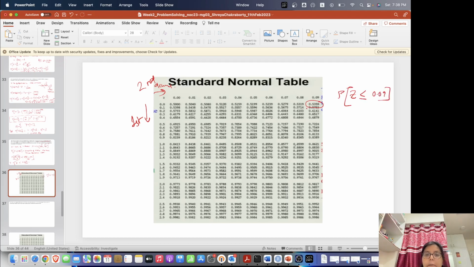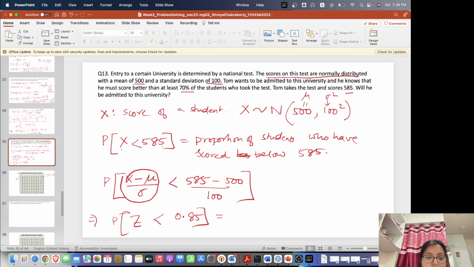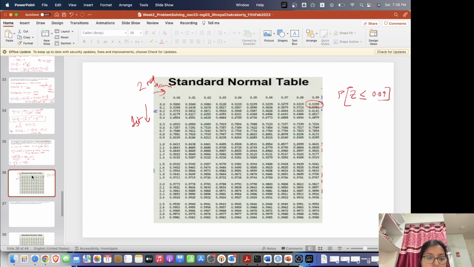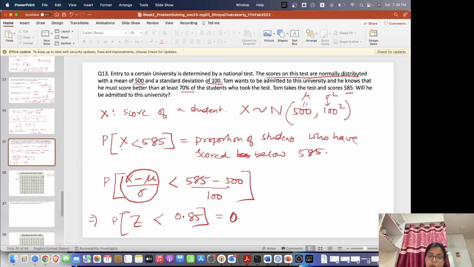Okay, this is the scheme. Here I have to find the probability that the standard normal variable is less than 0.85. So I'll go here, find 0.8 and then move 2 decimal places, this one, 0.8023. So this one is 0.8023.